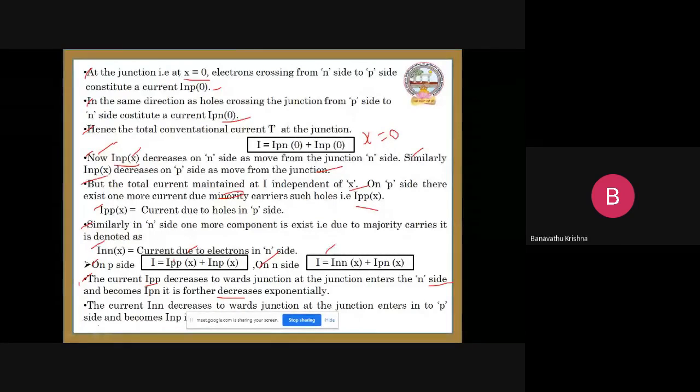Okay. Thus the current I_N decreases toward the junction, like here, the current component on the P side. Similarly, on the N side, the I_N decreases towards the junction. At the junction it enters the P side and becomes I_N P, the electron current on the P side. Here is the electron current on the N side. So this is the major charge carrier current, and this one is the minor charge carrier current.